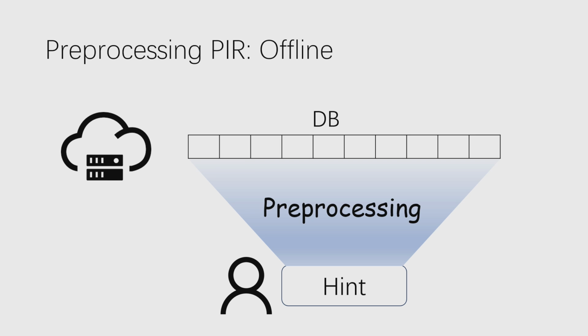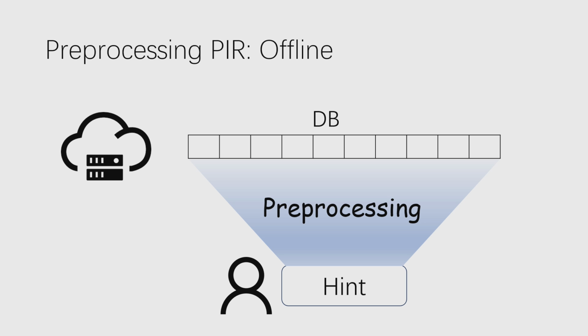So now let's see the model we're going to talk about today, pre-processing PIR. That will not be the same as what Jessica has talked about, so we can get around those lower bounds. During the offline phase, it basically means that before the first query begins, the client and the server can do some interaction and jointly pre-process the database.